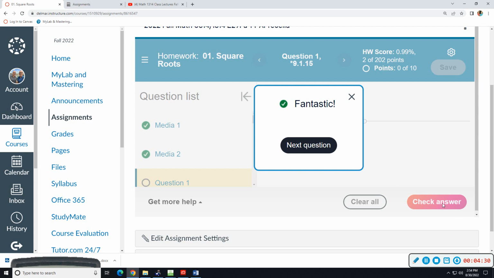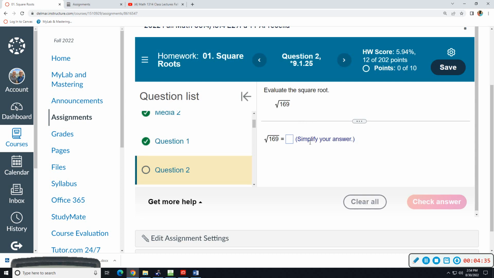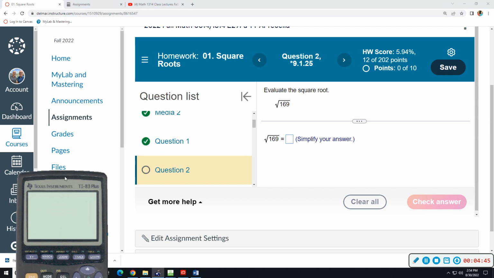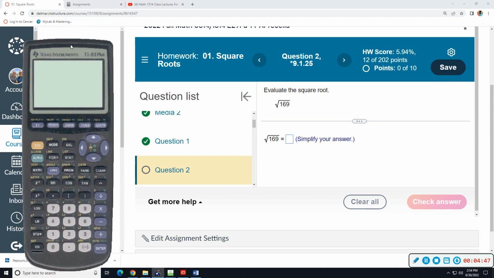So I click check answer. It says fantastic. We'll move on to problem number 2. This number 144 is called a perfect square. A perfect square is a number whose square root is another integer. Before we go on to number 2, why don't we write out some perfect squares?